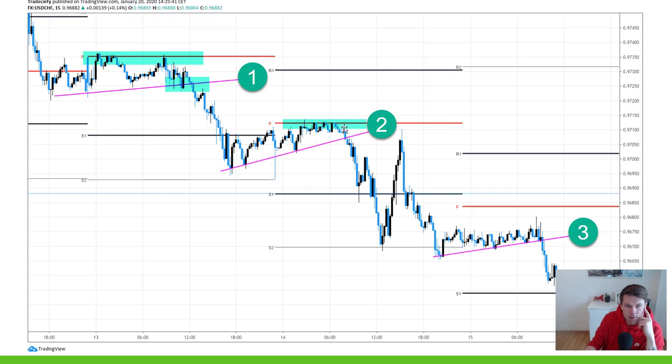On the next day, the same happens again. The market is coming back into the pivot point. It never is able to break above it. Very strong resistance here at the central pivot point. And then on the trend line break, the market sells off into S2.